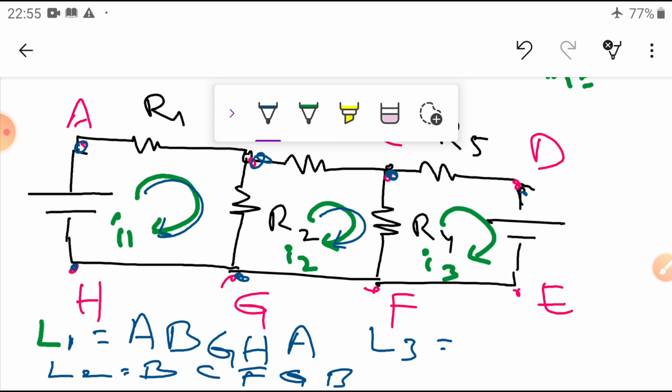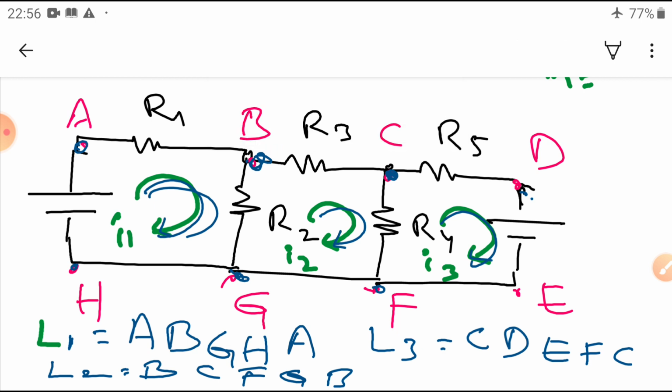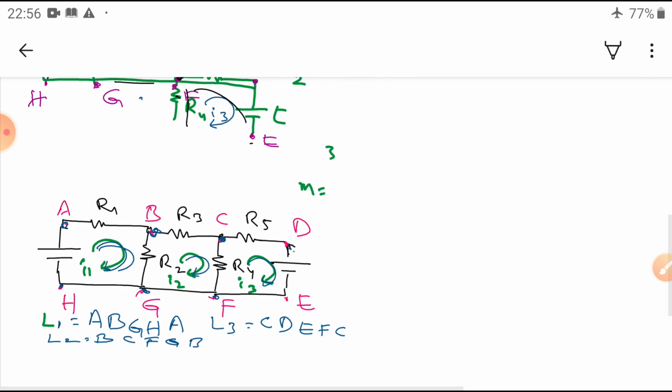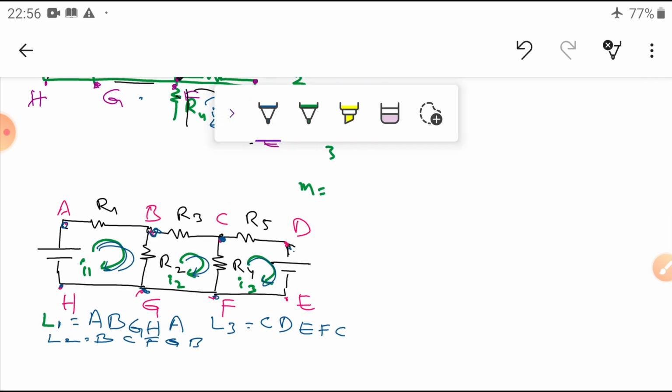So what is the value? This is C, D, E, F, C. So this is the third loop. Consider the closed loop: A, B, G, H, A. Loop 2: B, C, F, G, B. And this is loop 3. Three loops, we are going to write the equations. So I simplify this, and I can write the equations now.